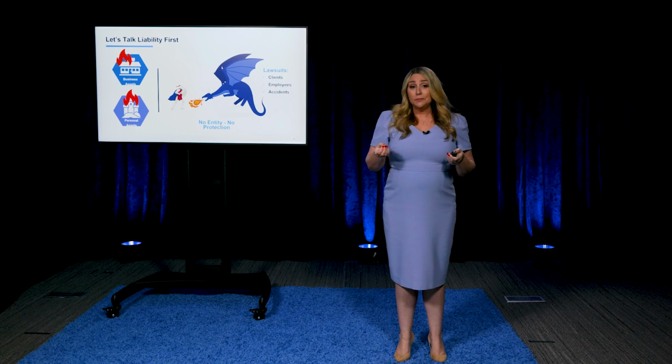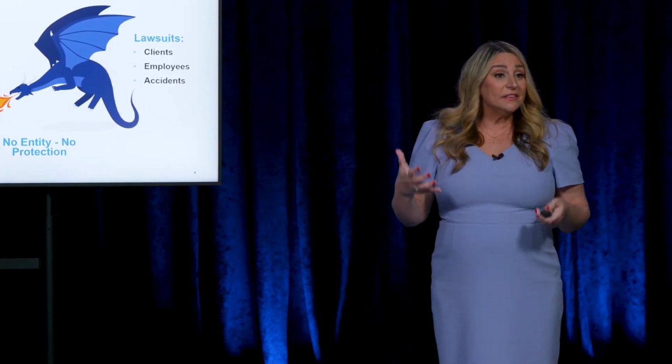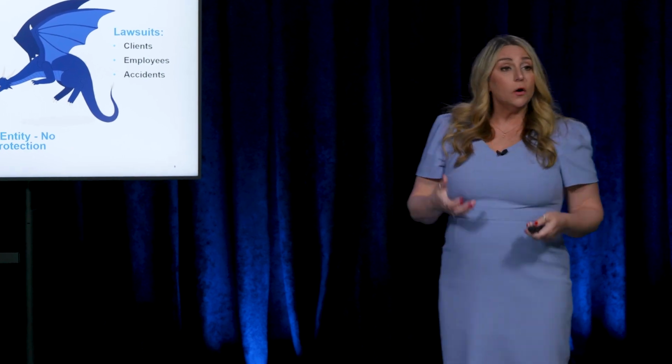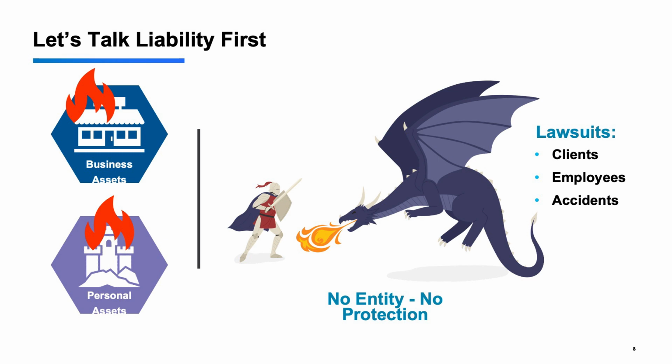Let's talk about business liability first. And as you can see, I'm illustrating this fact with the dragon and trying to shield the business from liability. See, the problem is that we face a lot of lawsuits from potential customers or clients, employees, and accidents. When you have no formal entity, it's like no protection, not only for what's in the business itself, but also for what the owner holds personally. On the other hand, protecting yourself with a business entity is like a shield against the dangers of those lawsuits.